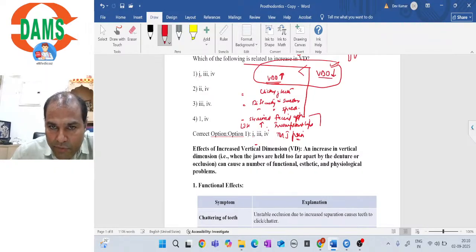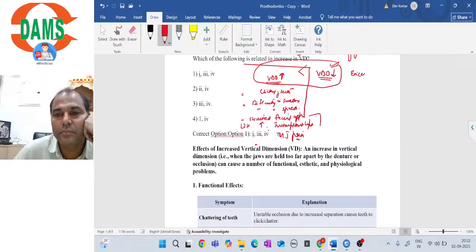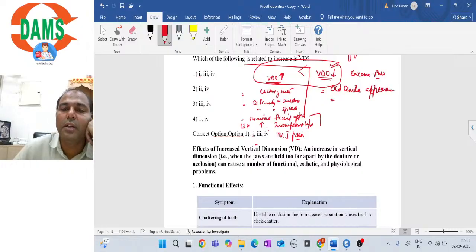What is the problem with the decreased VD? Decreased VD means excessive freeway space. So when there is an excessive freeway space, that means the patient will have an old senile appearance, because as it came, you left it the same. Okay.